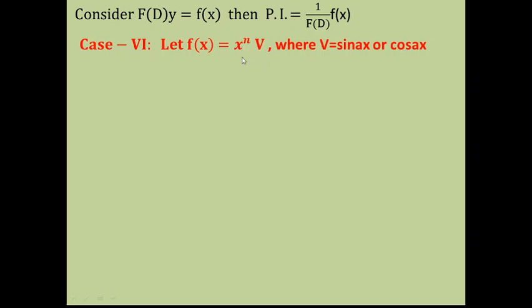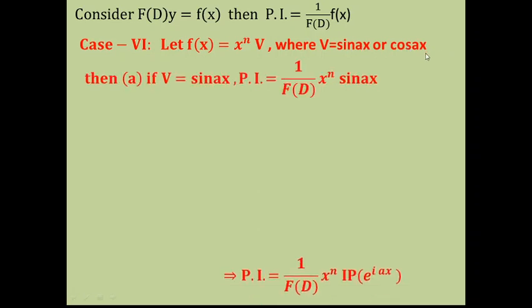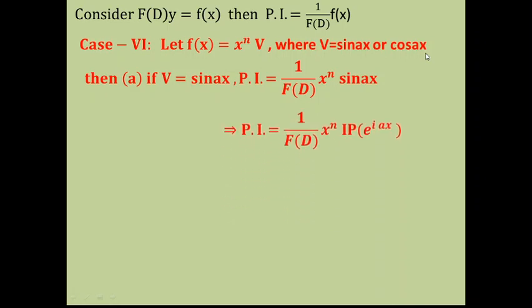Here we want a product of the form x raised to n into v, where obviously n is a positive integer and v is either sin ax or cos ax. If it is other than sin ax or cos ax, then it falls under the previous cases. So v has to be either sin ax or cos ax. Then the particular integral is given by, so we will just use the formula.